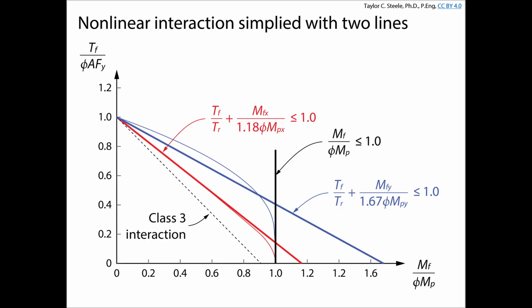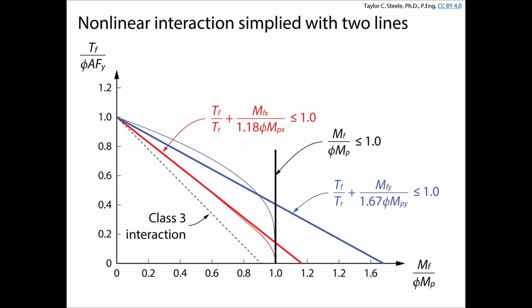And so in addition to the red line, we're also going to use this black line. The black line says we're also not allowed to exceed the moment resistance of the cross-section. What this works out to, this line is Tf over Tr plus Mfx over 1.18 phi Mp. That's down here, 1.18. So we're fitting two straight lines through this curve. One is Tf over Tr plus 1 over 1.18, which is 0.85, Mfx over the moment resistance Mp.